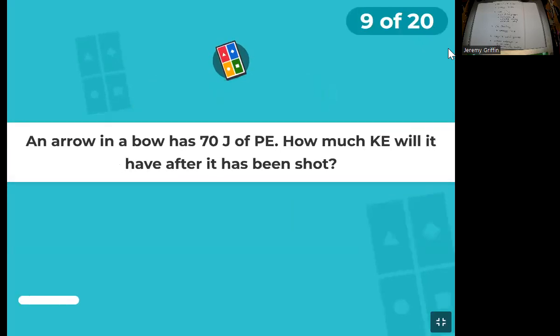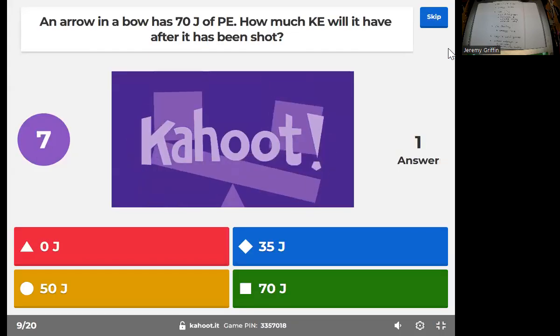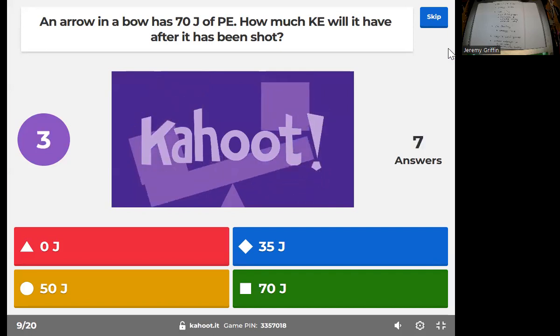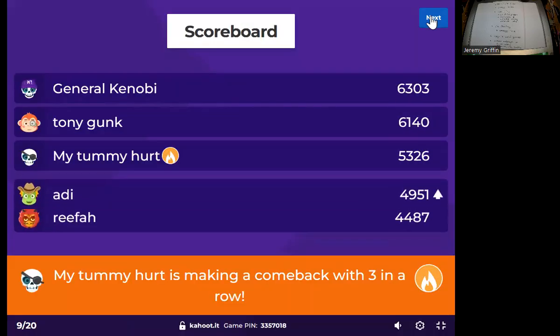And he's on fire. An arrow and a bow has 70 joules of potential energy, like spring potential in the string. How much kinetic energy when it's fired? If energy is conserved, then 70 joules of kinetic energy. Suppose all the energy goes into its motion. That would be true, right?